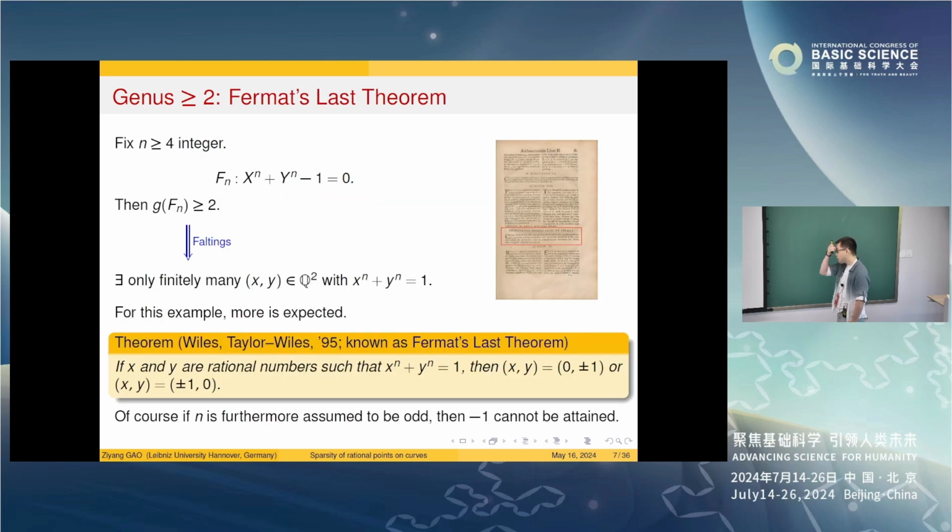And a more famous example in this vein is Fermat's Last Theorem. We have x^n + y^n - 1 = 0, and this curve has genus at least 2 when n is at least 4. Applying Faltings, immediately we know that there are finitely many rational solutions to this polynomial. But for this example, we do expect that all the rational solutions are trivial, in the sense that either x or y is 0. And this was proved only 12 years later by Wiles and Taylor-Wiles, known as Fermat's Last Theorem, using modularity. It's a completely different proof, independent from Faltings.